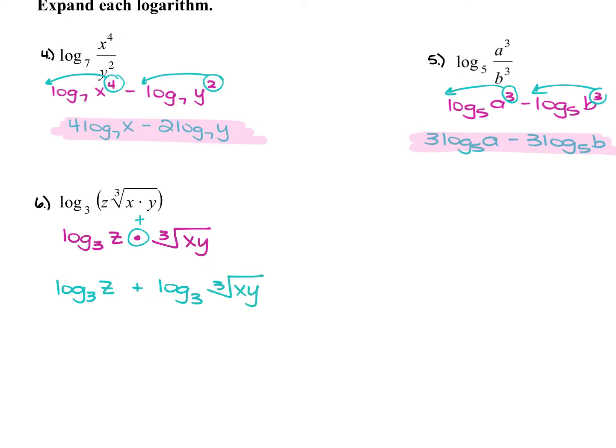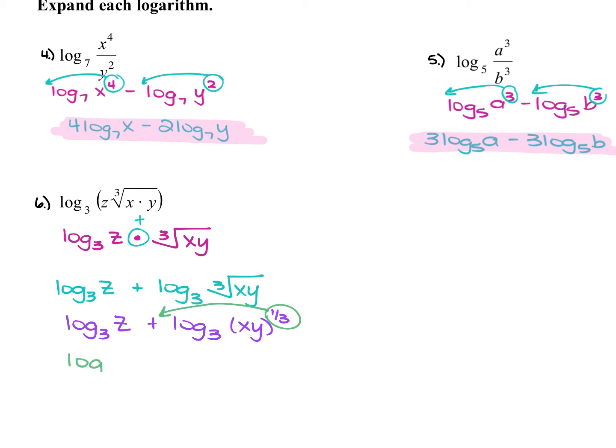You do not leave the radical here, so you want to represent it with a power. So that's going to give us log 3 of z plus log 3 of xy to the power of 1/3. Once again, that power has to go to the front. So this moves to the front.